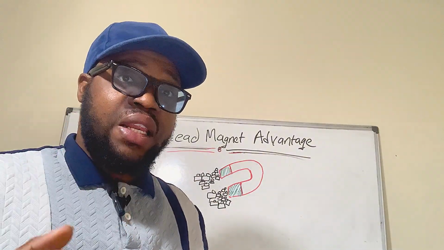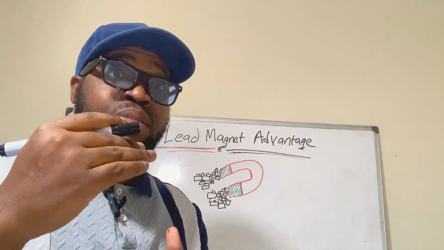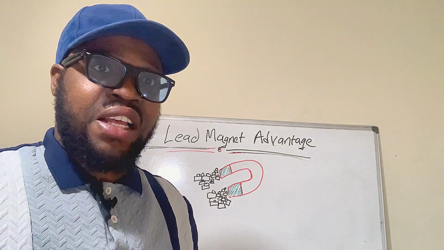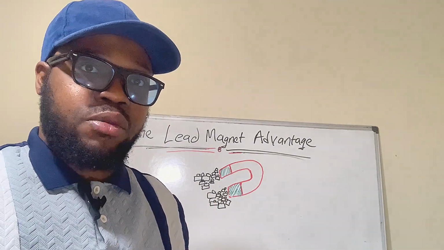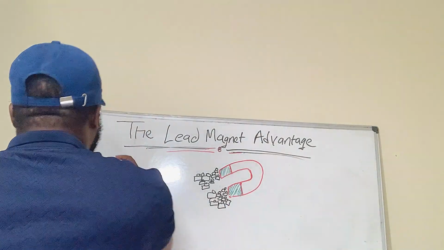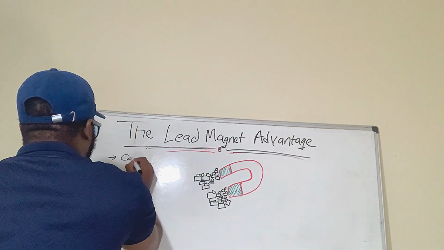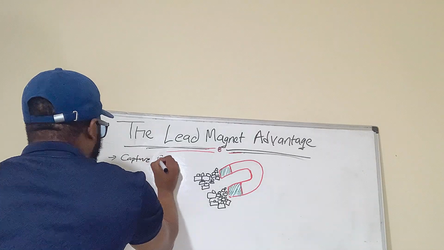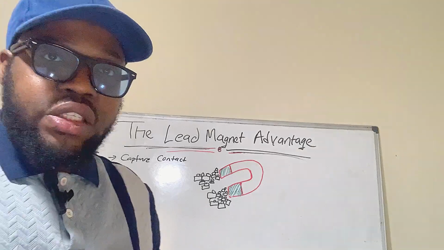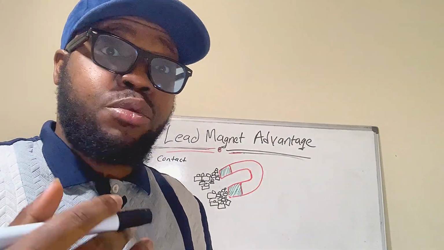To create a lead magnet that positions you as an authority and brings in high-ticket sales, your lead magnet must fulfill these characteristics. What are the characteristics I'm talking about? Let's dive right into it. So the very first thing is capture contact. Your lead magnet must be able to capture contact.